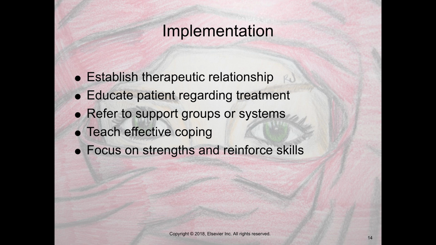So the relationship, very important. Educate patients regarding treatment, and treatment is going to be primarily focused on therapy. Therapy, primarily cognitive behavioral therapy techniques, can be incredibly helpful. Dialectical behavioral therapy that teaches maybe emotional regulation, support groups or systems, and working with patients to develop effective coping skills, and focus on their strengths, their levels of resilience, and reinforce those skills, and try to encourage patients to do things for themselves.